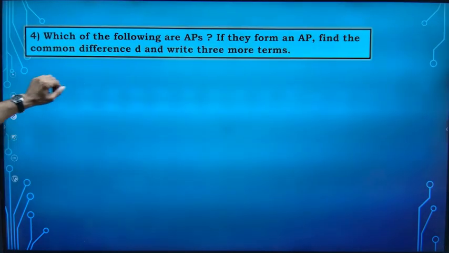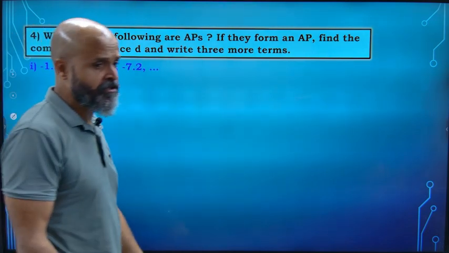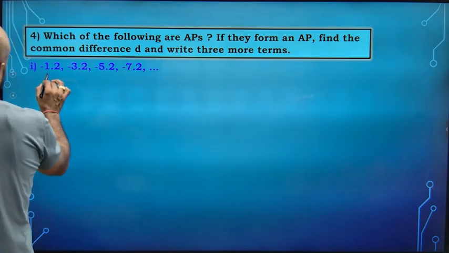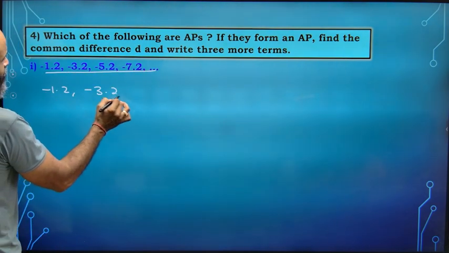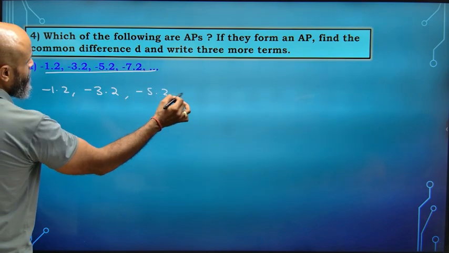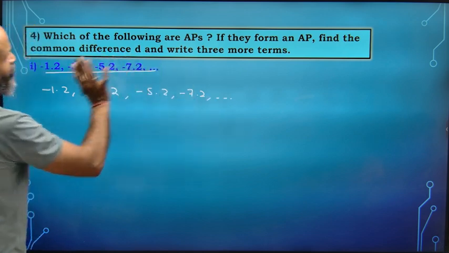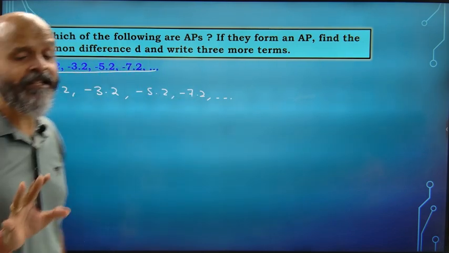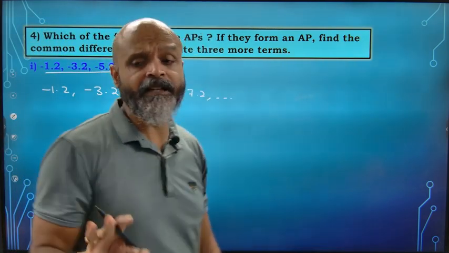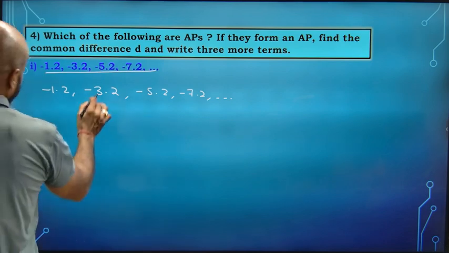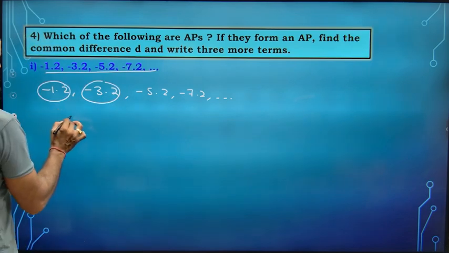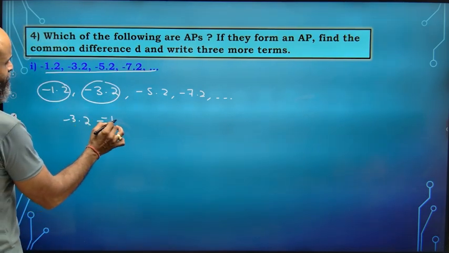Which of the following are APs? If they form an AP, find the common difference D and write 3 more terms. So let's say we have an AP given here, which is minus 1.2, minus 3.2, minus 5.2, minus 7.2, and so on and so forth. First of all, we have to see whether this is an AP. How will we find out whether this is an AP? Bhavya? Common difference.